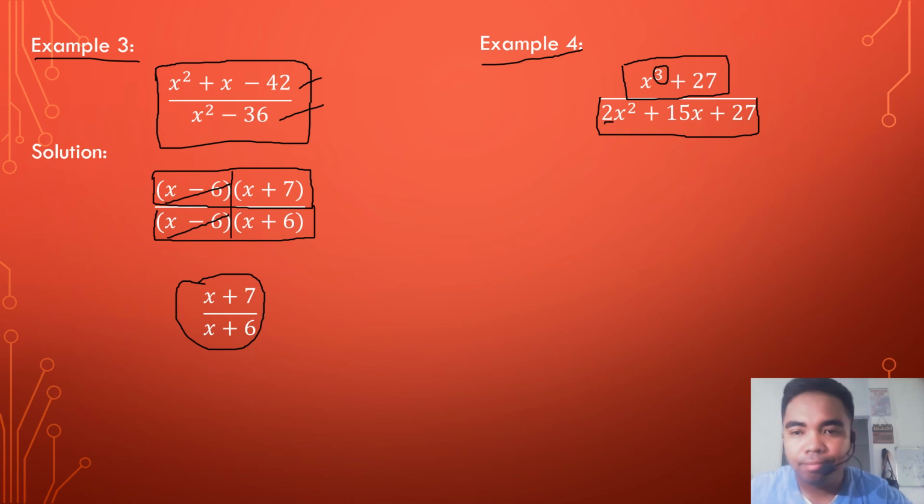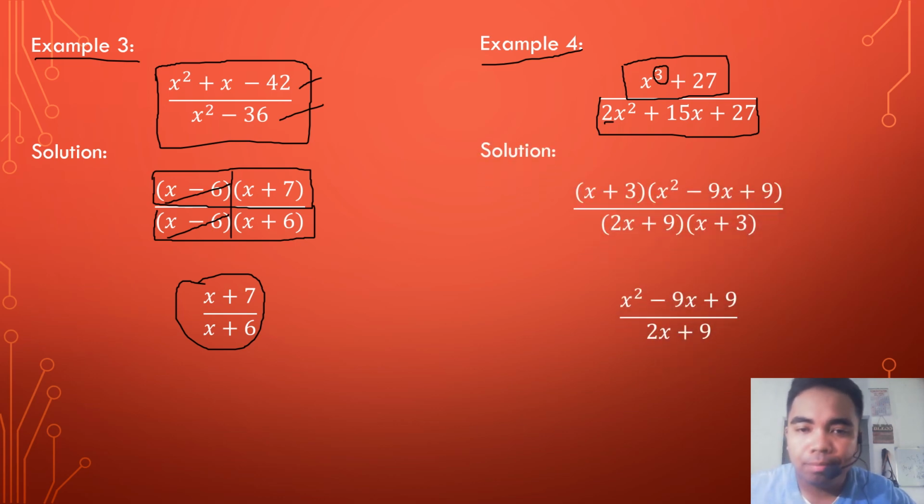So, next. Now, here's the solution. So, x cubed plus 27. So, hanapin natin ang cube root ng both terms. The cube root of x cubed and the cube root of 27. Cube root of x cubed is x. And cube root of 27 is 3. Ito yung magiging first factor natin.